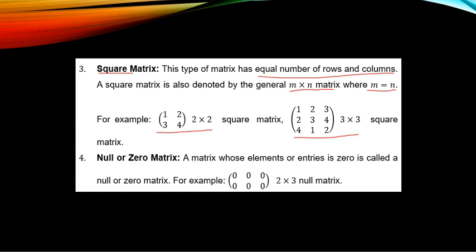Type 4, you have a null or zero matrix. A matrix whose elements or entries are all zero is called a null or zero matrix. For example, look at this matrix: 0 0 0 0 0 0. You have two rows and two columns, so this is a null or zero matrix.